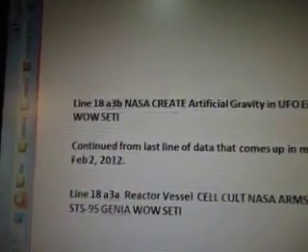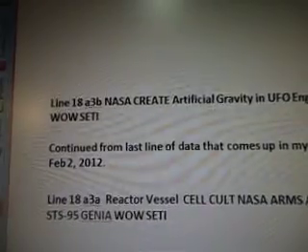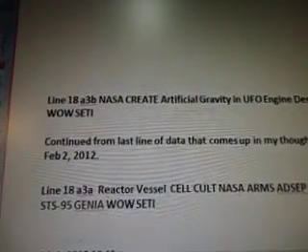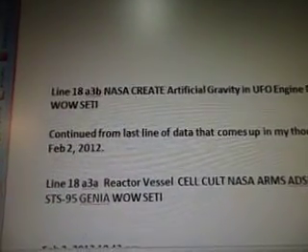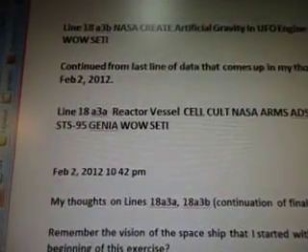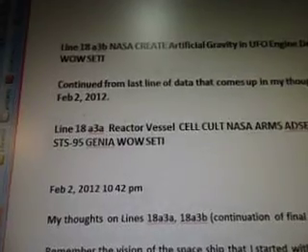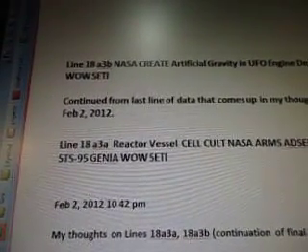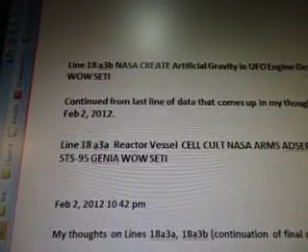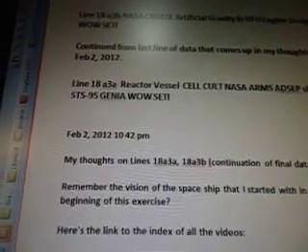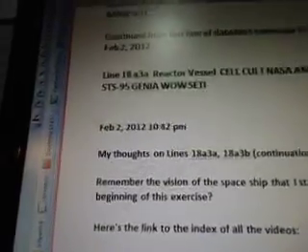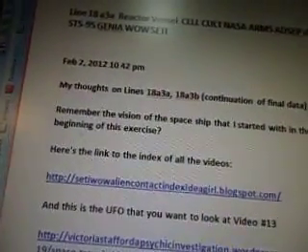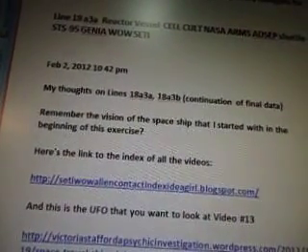So this is line 18A3B, NASA create artificial gravity UFO engine design WOW Seti. Continue from the last line of data that comes up in my thoughts for February 2nd, 2012. Line 18A3A, the reactor vessel cell called NASA Ames ADSEP shuttle STS-95 GENIA WOW Seti. These two videos basically go together. Okay? So February 2nd, 2012, 10:42 p.m.